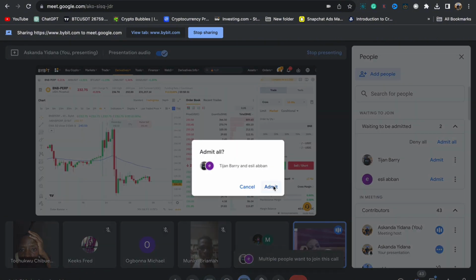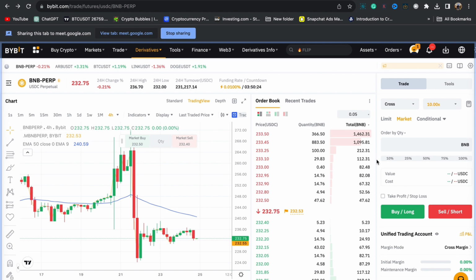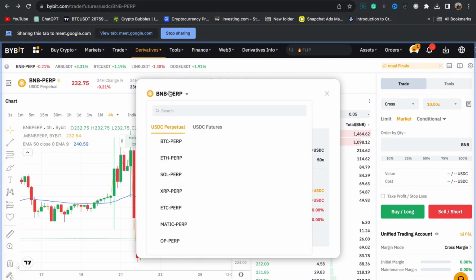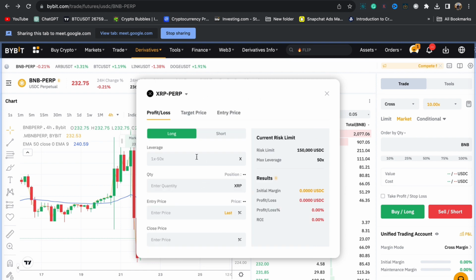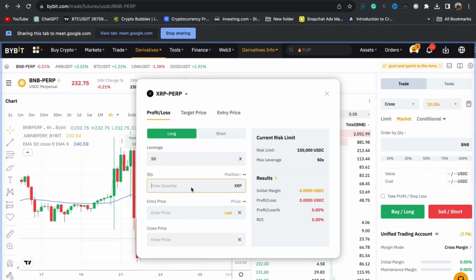You are supposed to use that calculator so that you can know how much you are going to enter. So we go here, then we click on the calculator. I'll change it to XRP, so I'll just search for it. Okay, we have XRP here. Now the leverage: we are going to use 50x leverage. Then the quantity, which is the amount that I was talking about, 142.5. That's the quantity that we are supposed to enter here.